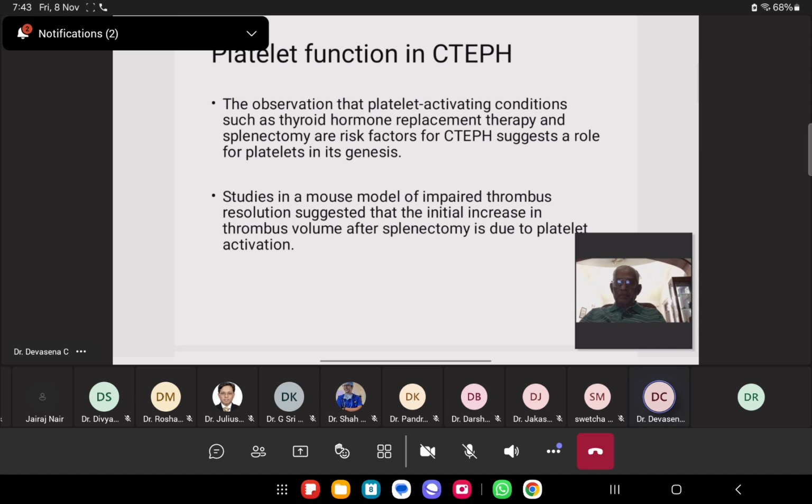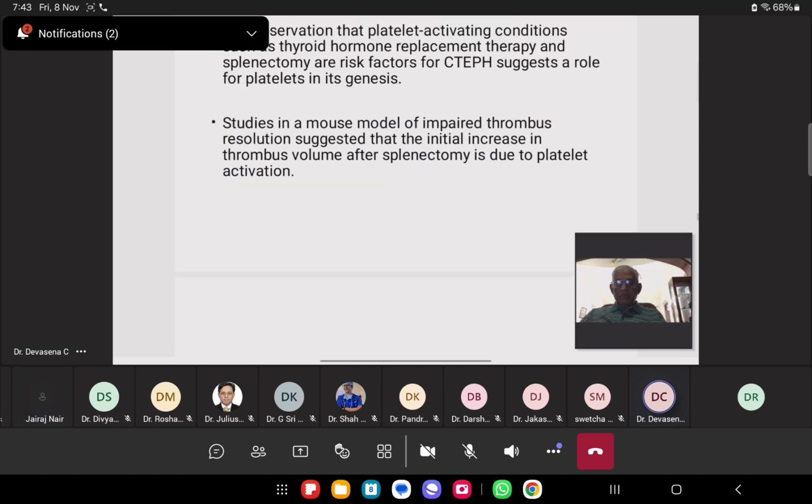Platelet function in CTEPH. The observation that platelet activating conditions such as thyroid hormone replacement therapy and splenectomy are risk factors for CTEPH suggests a role for platelets in its genesis. Studies in a mouse model of impaired thrombus resolution suggested that the initial increase in thrombus volume after splenectomy is due to platelet activation.